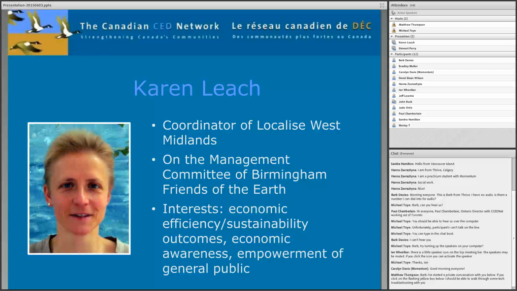Localise West Midlands is a small nonprofit think tank, campaign group, and consultancy involving around 15 people as members and associates. It's located in Digbeth, and I think we'll see a map of roughly where that is later on. Its aim is to promote a more localized approach to supply chains, money flow, and decision-making in order to form a more just and sustainable economy. Thanks for joining us, Karen.